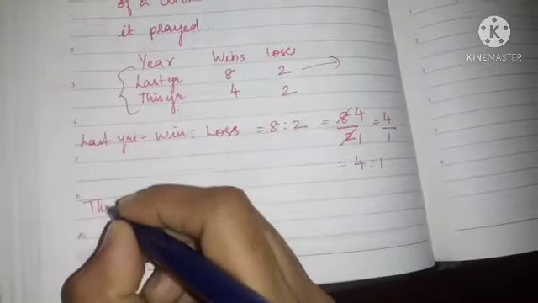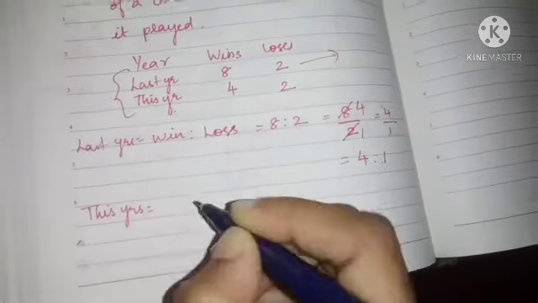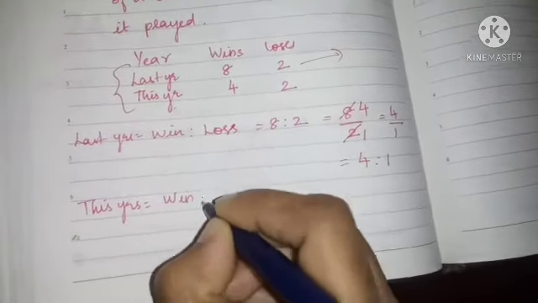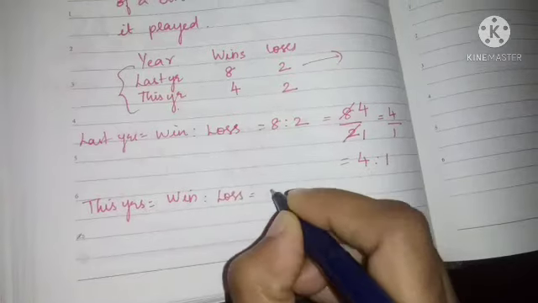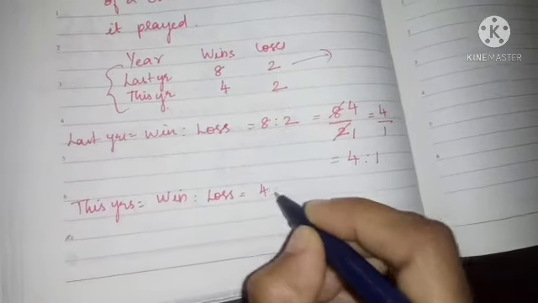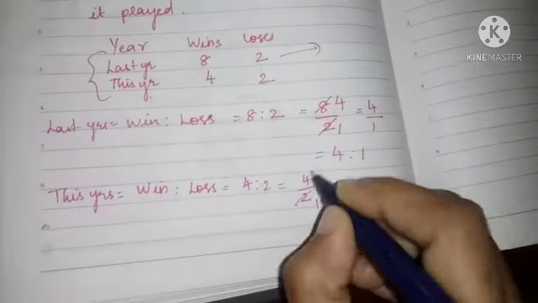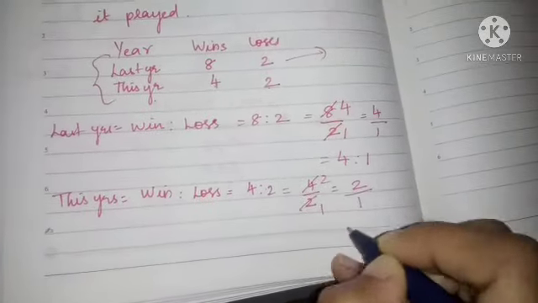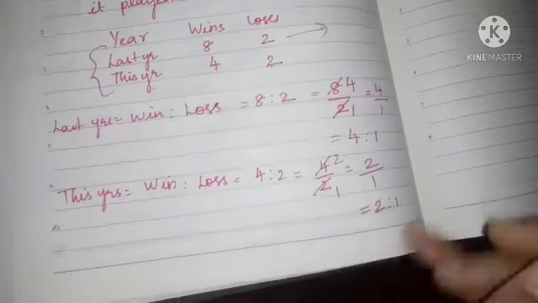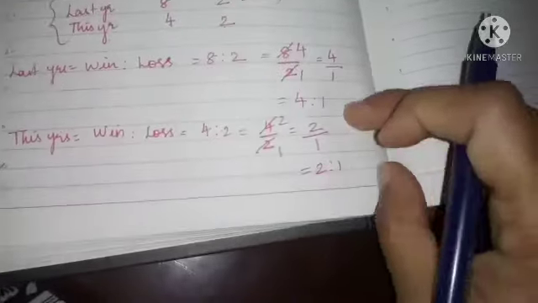Next, this year's performance. This year also you do the same thing: winning is to loss, that only you will find. So 4 is to 2, which can be written as 4 by 2. 2 ones are 2, 2 twos are 4. You get 2 by 1, which is nothing but 2 is to 1. So now we are going to see the ratios.